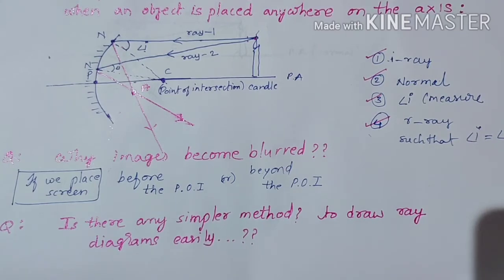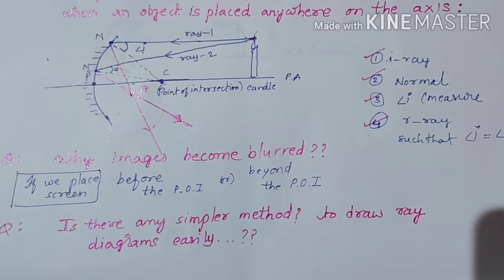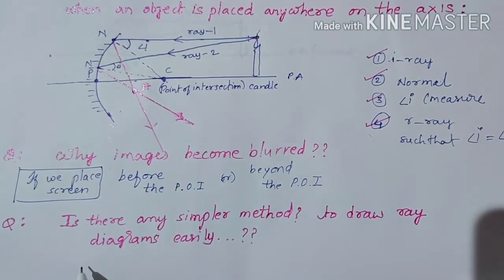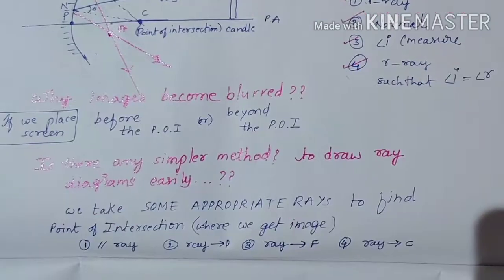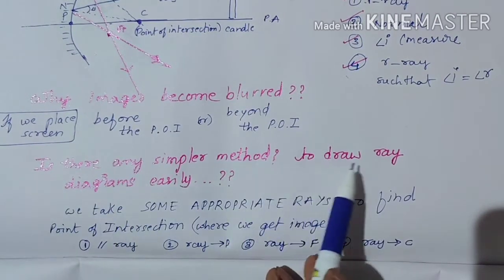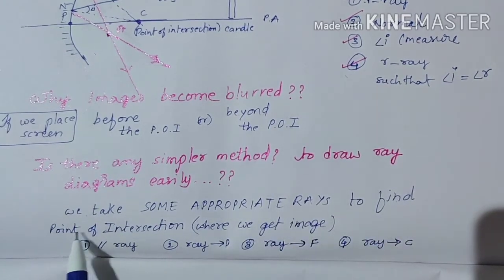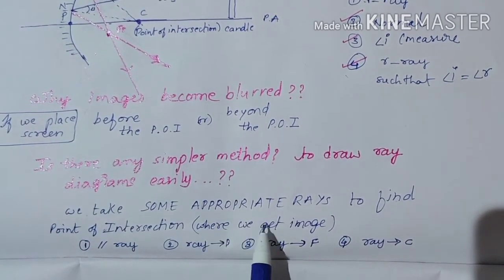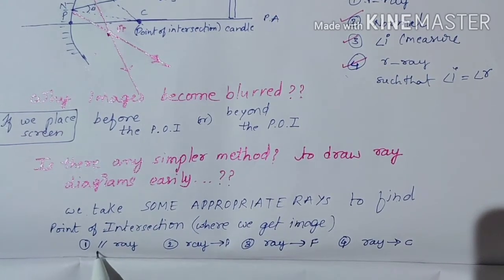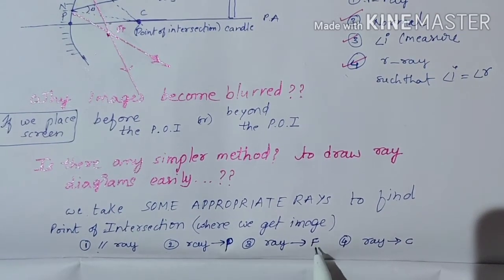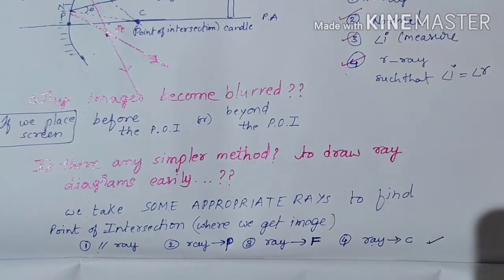To avoid this difficulty, we use a simpler method to find the point of intersection. To find this point of intersection where we get the image, we take some appropriate rays, also called suitable rays. They are the parallel ray, the ray passing through pole, the ray passing through focus, and the ray passing through center of curvature.